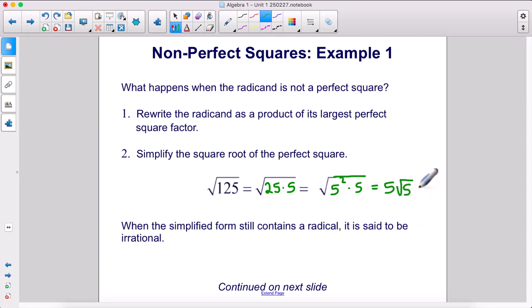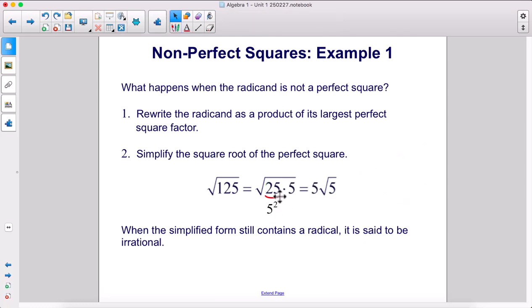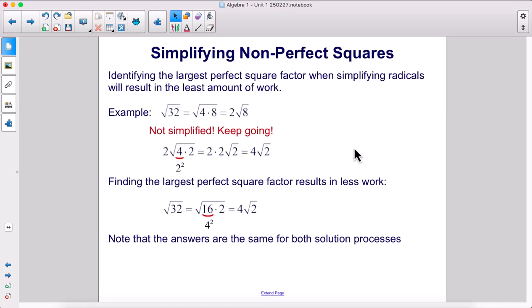Once again, when the simplified form still contains a radical, like it does here, this number is said to be irrational. So once again, we can say that 125 is 25 times 5, rewrite the 25 as 5 squared, then we take the square root of just the 5 squared, which is 5, move it out front, and we have this 5 left over under the radical. Identifying the largest perfect square factor when simplifying radicals will result in the least amount of work.